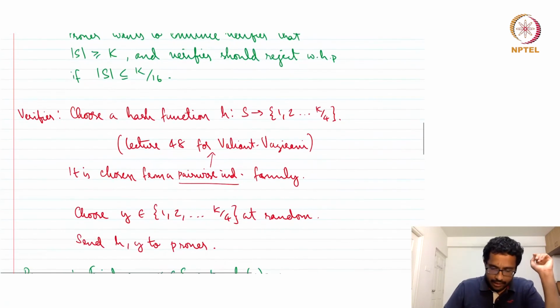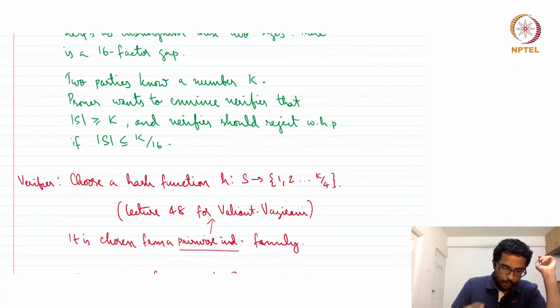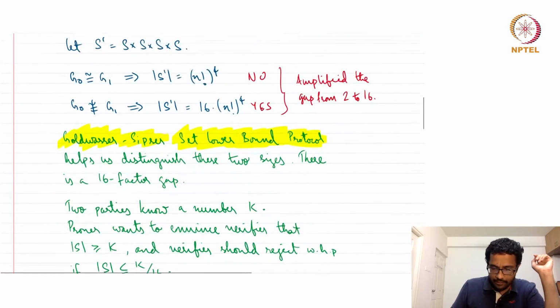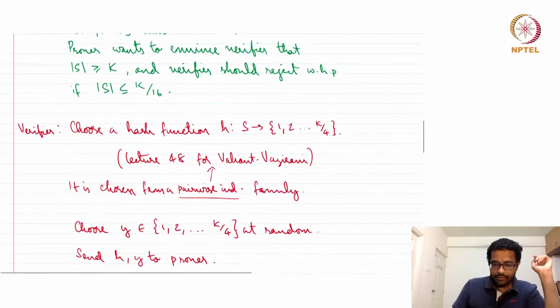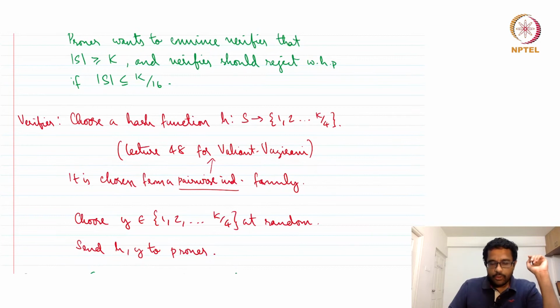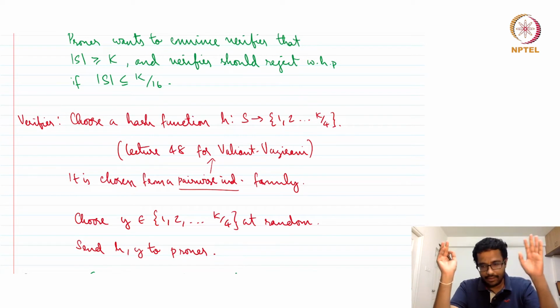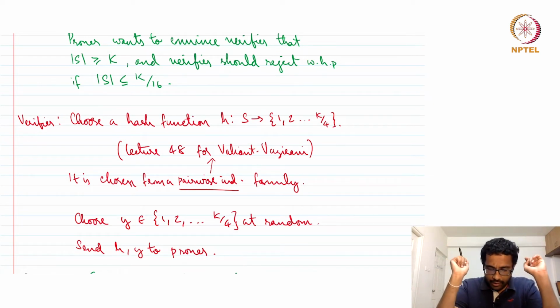It will tell whether you are in the k case or the k divided by 16 case, right? So let us see, and the next property that we will use, we'll come to that. I'll explain when we come to that. Choose a hash function h that maps S to the set 1, 2, 3 up to k divided by 4. Notice that k divided by 4 has a 4 factor gap from k and a 4 factor gap from k divided by 16. So it's somewhere in the middle. And this is chosen from a pairwise independent hash family.